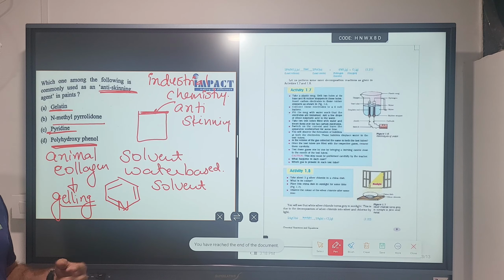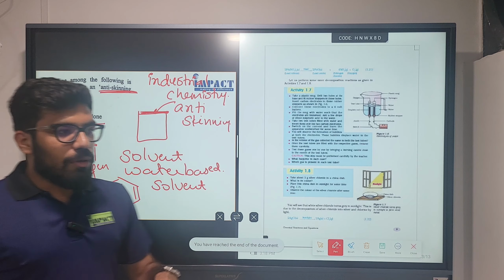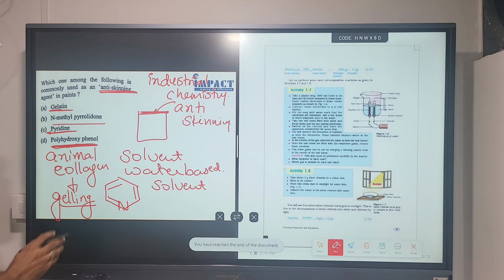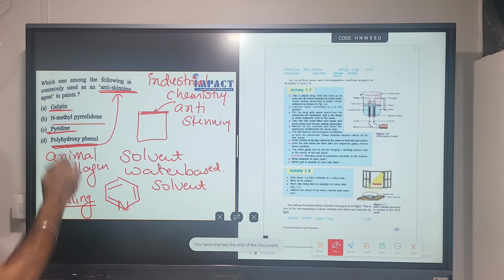Now the thing is, when we apply the paint on the wall, this does not interfere with that. The other options let the paint dry. They do not make sure that the paint does not dry by itself, as anti-skinning properties do. The right answer is delta.